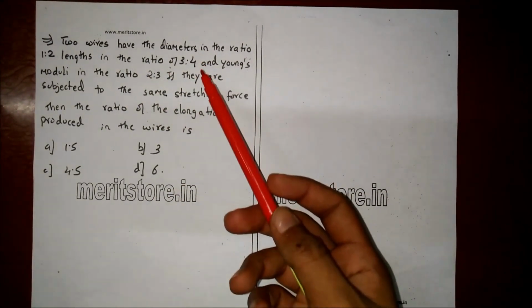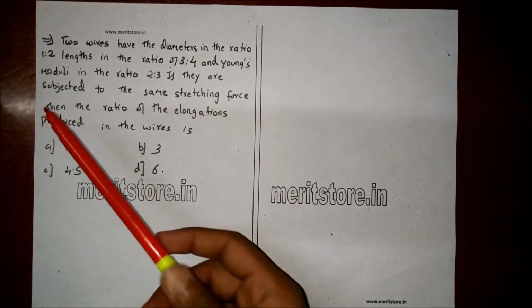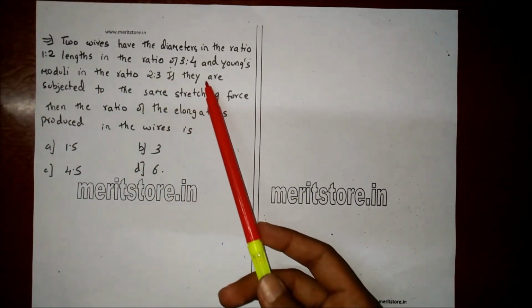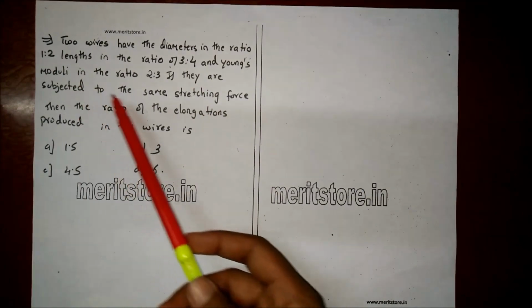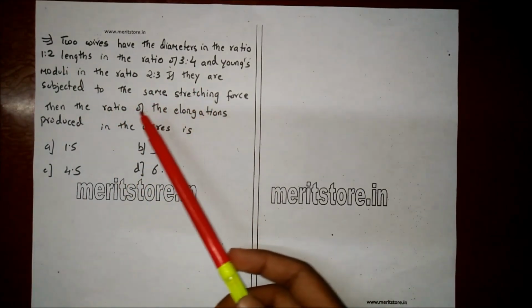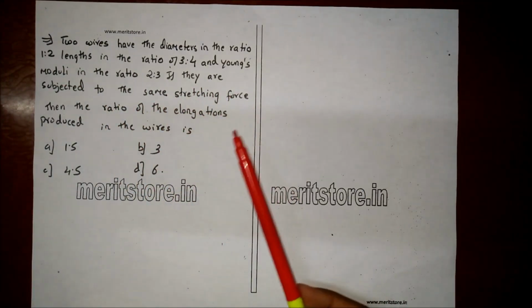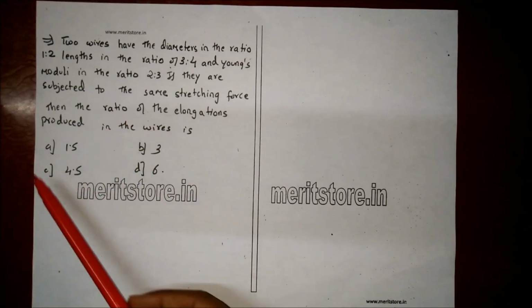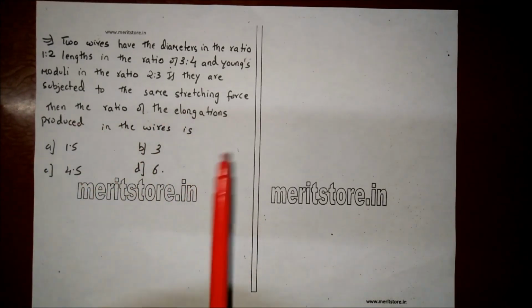Two wires have the diameters in the ratio 1:2, lengths in the ratio of 3:4, and Young's moduli in the ratio 2:3. If they are subjected to the same stretching force, then the ratio of the elongations produced in the wires is, here are the options.